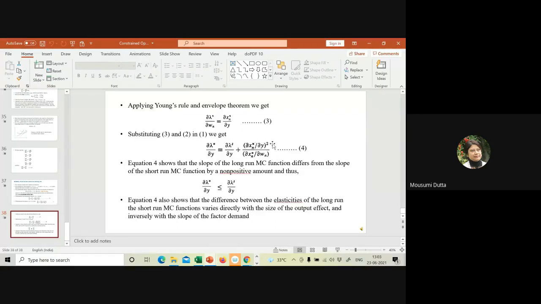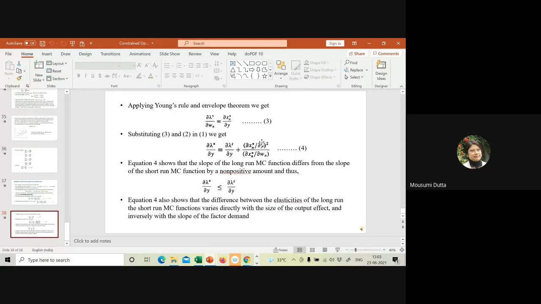The numerator is a square, and for that matter we did all these steps to bring a whole square in the numerator. So the numerator is positive, the denominator is unambiguously negative, because the factor demand curve is always negatively sloped, as we got from our earlier result. So this element is negative.